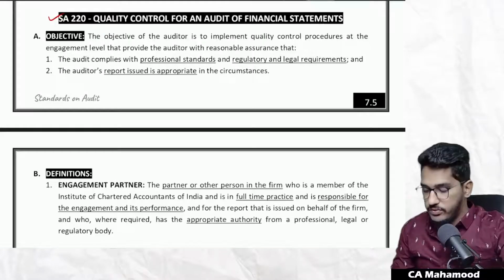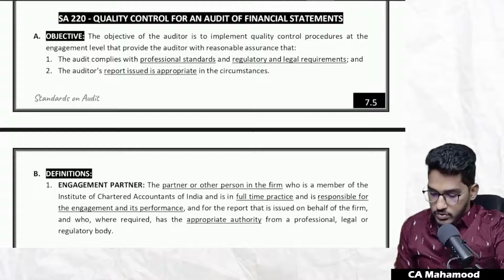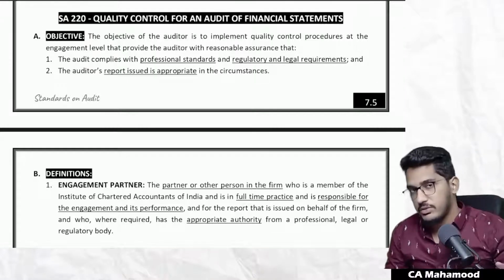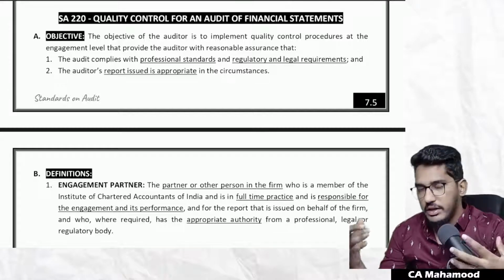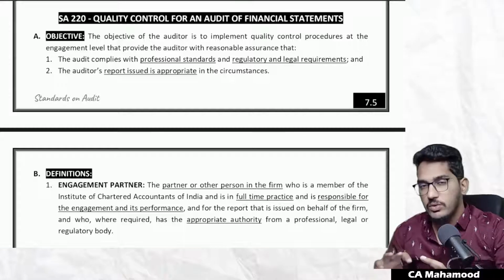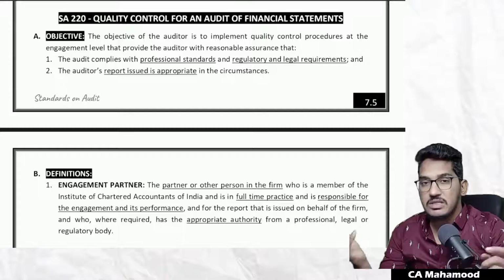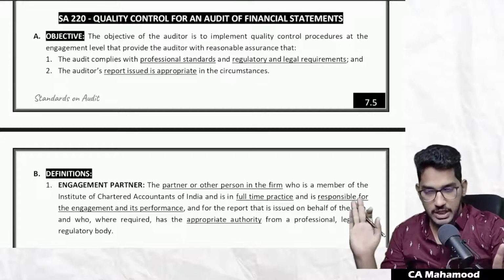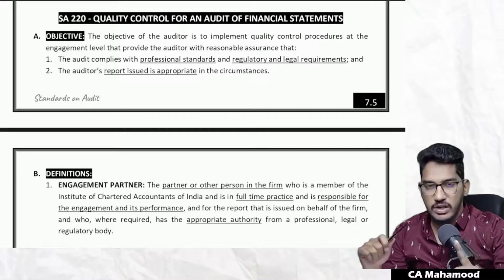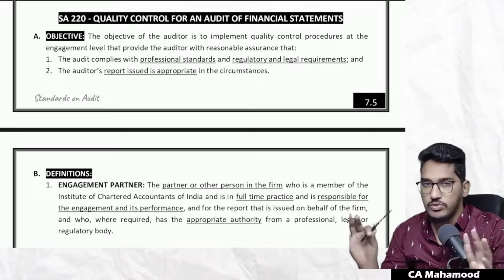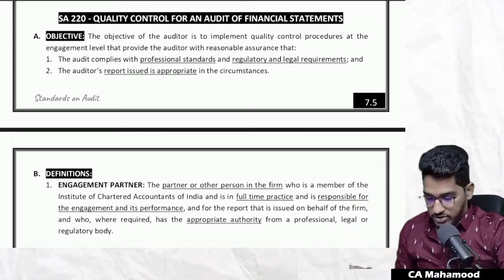So, in this video, we are going to talk about SA 220. I am going to explain the concept of SA 220 in a detailed manner. Along with the discussion of SA 220, we will also try to understand the content of SQC1, which will be relevant for your CA Inter audit examination. That is the agenda for this session: SA 220 and a comparative study of SQC1, both covered in this session.